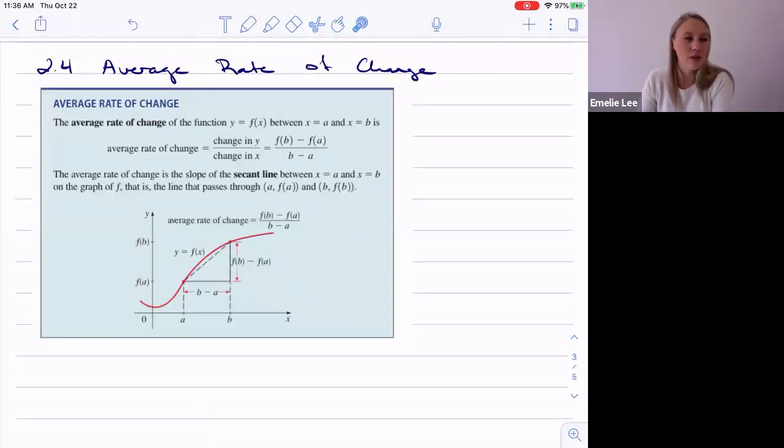So the average rate of change of a function f of x between x equals a and x equals b is the change in y, which is really what we've been calling the net change, f of b minus f of a, over the change in x, right? So if it changes this much on the y scale, how much did it change on the x scale? And that's your average rate of change.